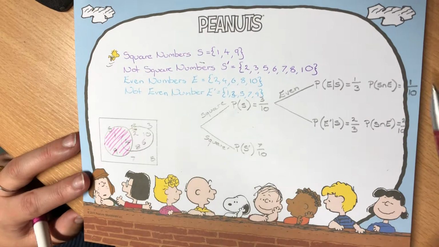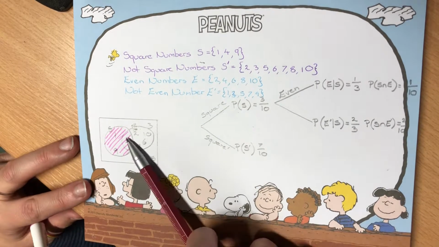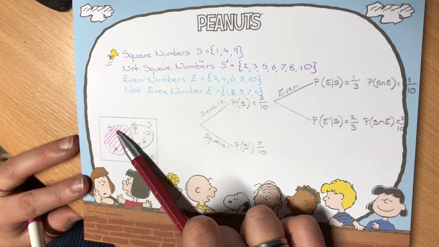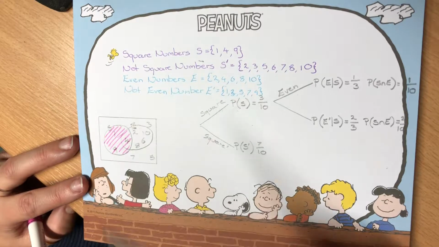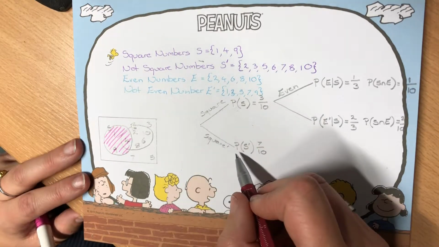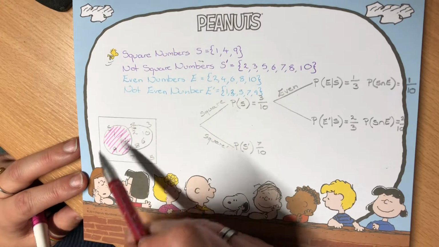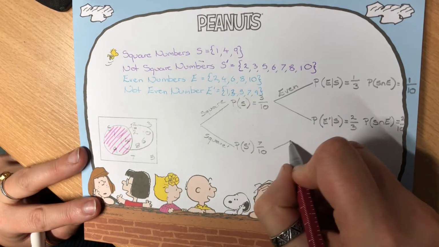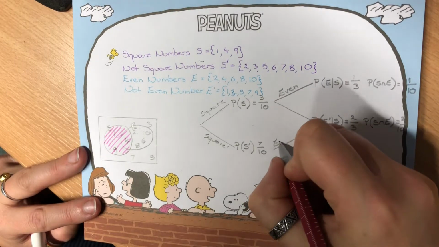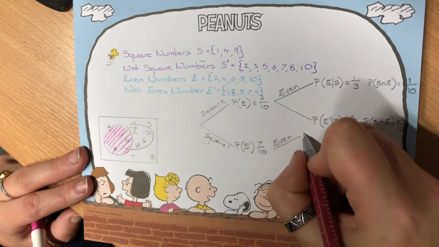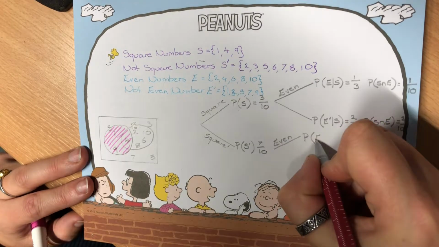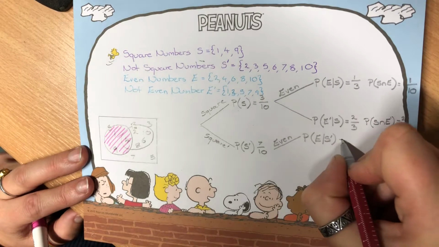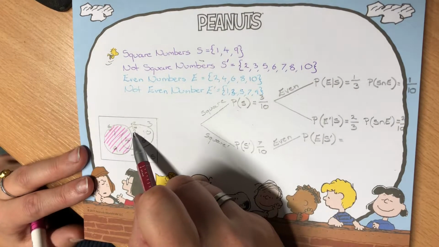So if we were dealing with the whole set, we've got that bit in the middle: square and even is 1 out of 10, square and not even is 2 out of 10. So if we're dealing with the not square bit, so everything that isn't currently coloured in pink, not square and even would be the probability that it is even given that it is not square. So even and not square.